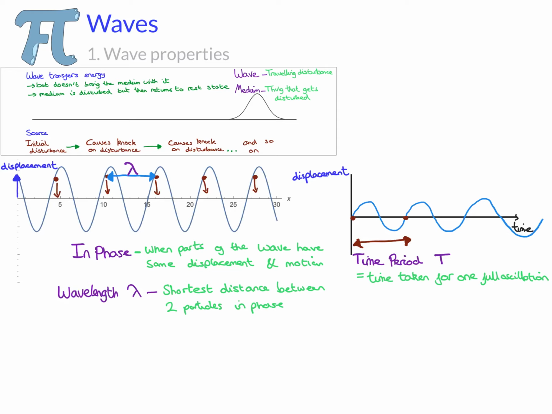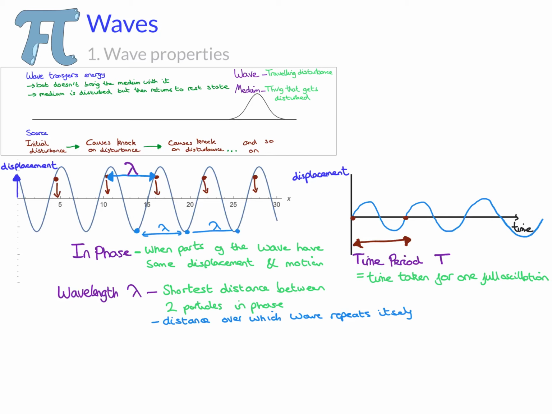We can see that if we go to any particle and specify its displacement and its motion, it will be identical to that of a particle that is one wavelength ahead of it, and two wavelengths ahead of it, and three wavelengths behind it, and so on. The wave repeats itself every wavelength.